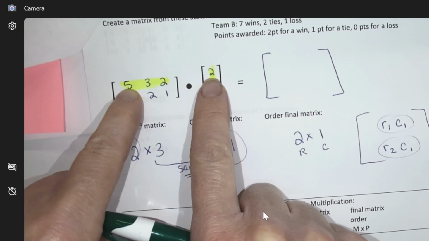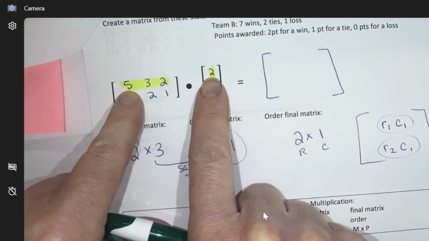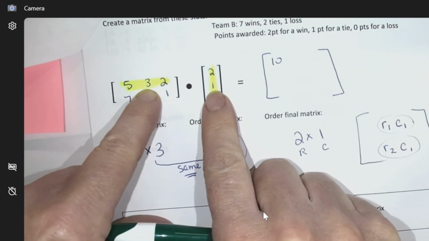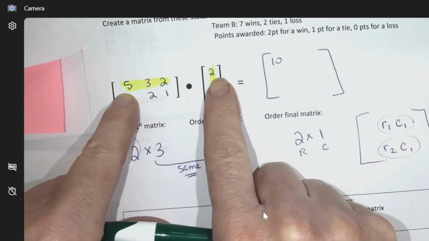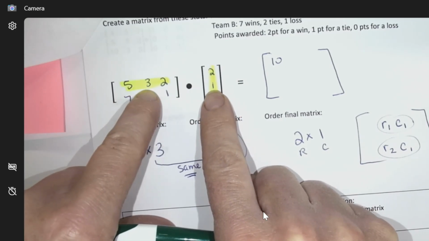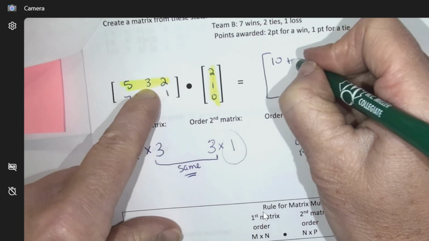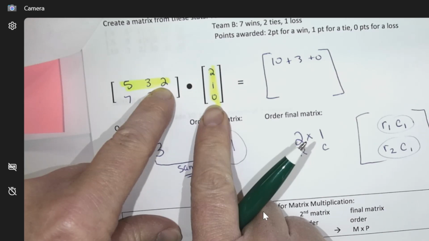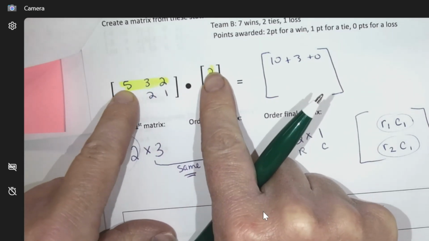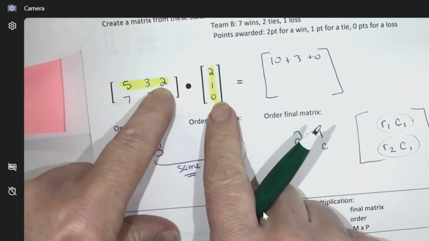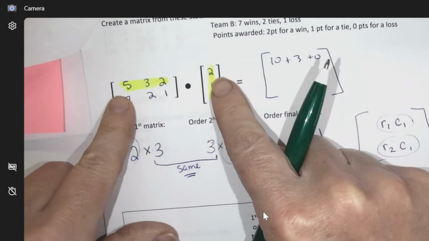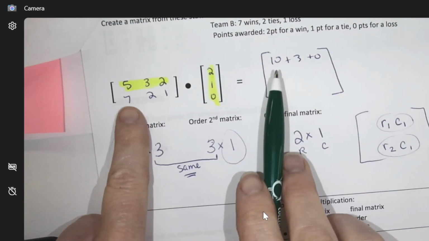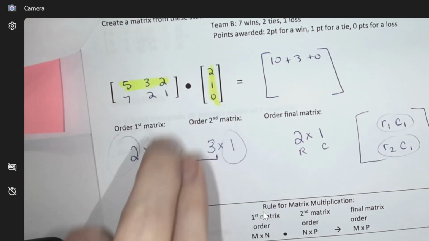Multiplying makes 10 plus 3. Do you see where I'm matching? 10 plus 3 plus 0. Do you see what I did there? I went match, match, match. That's why they all have to have the same in them. Match, match, match. Do you see my answers? There's the 10, 3, 0.